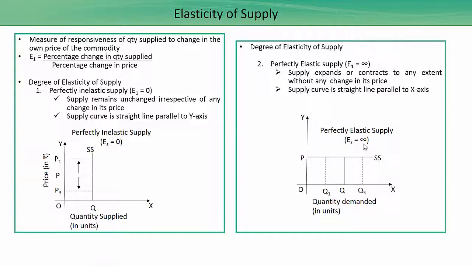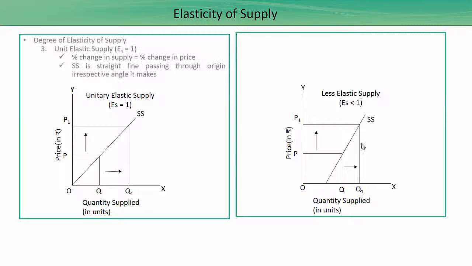Now let's move to the next one, which is unitary elastic supply, a situation where Es is equal to 1. Here, if the percentage change in the supply is equal to the percentage change in the price, we call it unit elasticity of supply. The coefficient of Es would be equal to 1. As you can see in this diagram, the change in the price from P to P1 is equal to the change in the quantity, from Q to Q1.